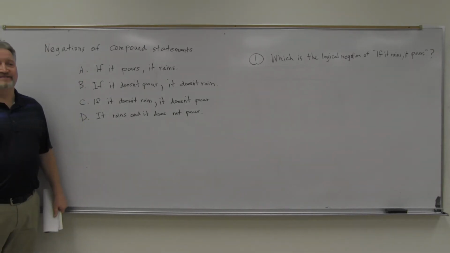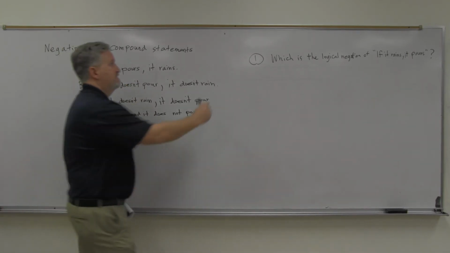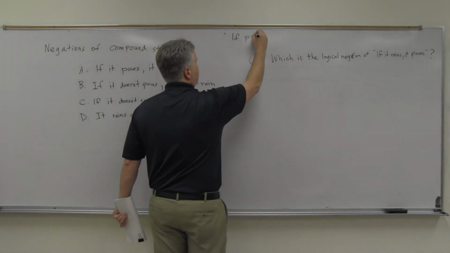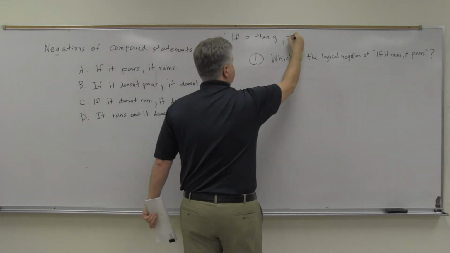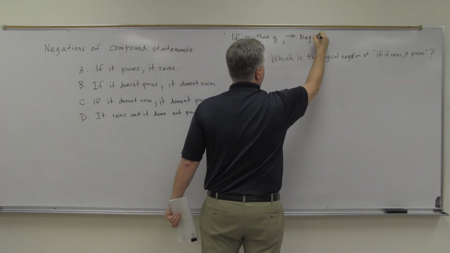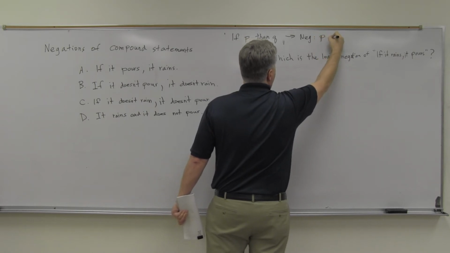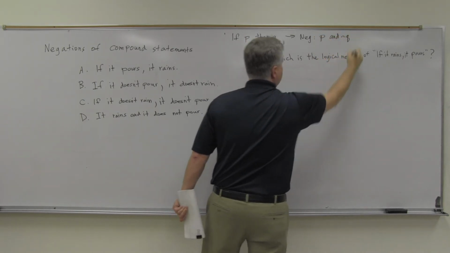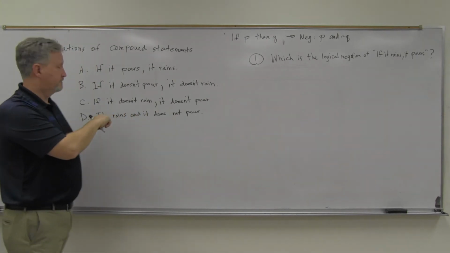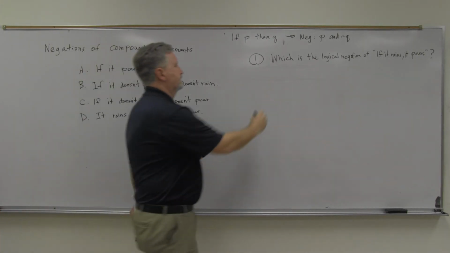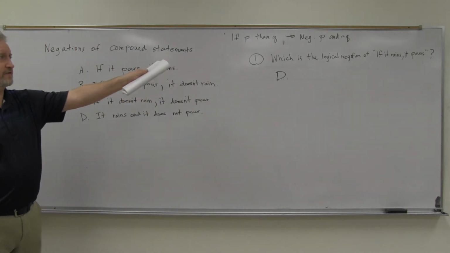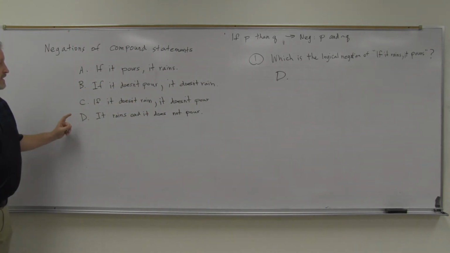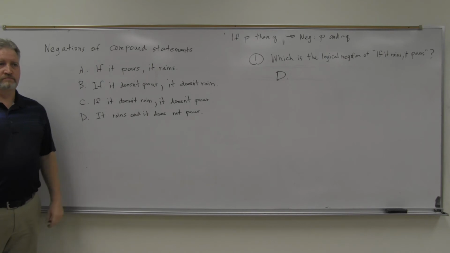C is not it, is it? How do we negate an if-then statement? If P, then Q. The negation of that is what? P and not Q. Which one of those is P and not Q? D. It's D. All right? The logical negation of if it rains, it pours is D. It rains and it does not pour.